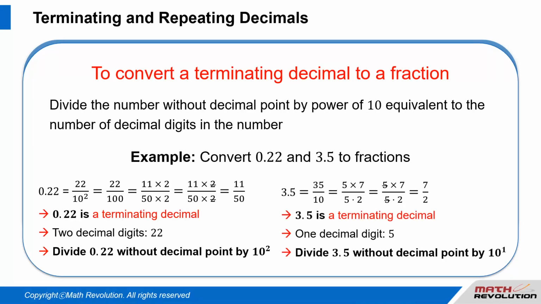3.5 equals 35 over 10 equals 5 times 7 over 5 times 2, which when you cancel out the 5's, becomes 7 over 2. Here, 3.5 is a terminating decimal with 1 decimal digit, that is 5. We then divide 3.5 without the decimal point, that is 35, by 10 to the power of 1.